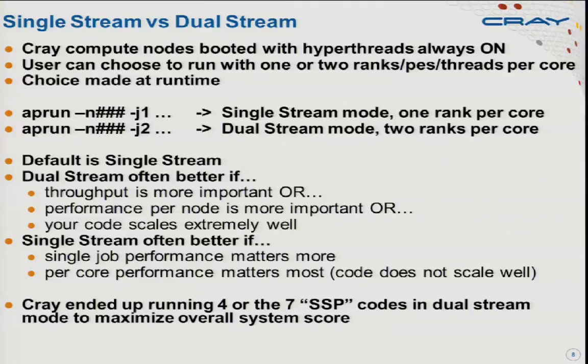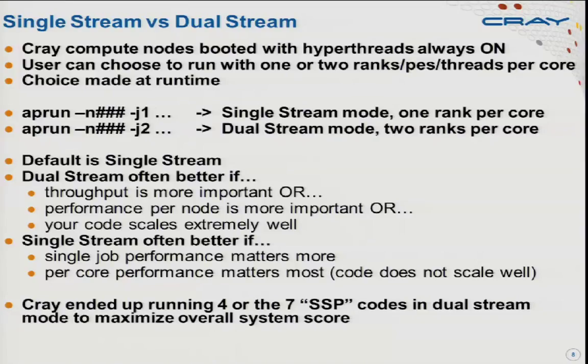And this basically says, if you look at the aggregate throughput of the machine, some codes, if they use the same number of ranks, but have twice as many ranks per node, then they will actually use half the number of nodes in dual stream compared to single stream. If they fit in memory, if that all works, in a way they will get better utilization of the hardware, potentially, not necessarily a given. Performance per node is more important. That's another way of saying throughput is more important.